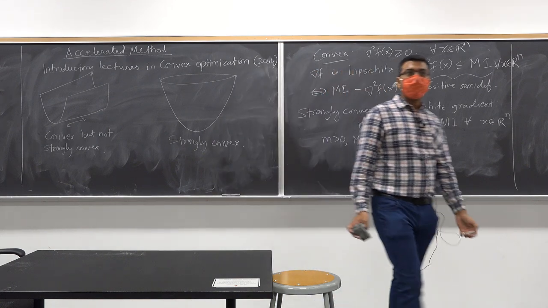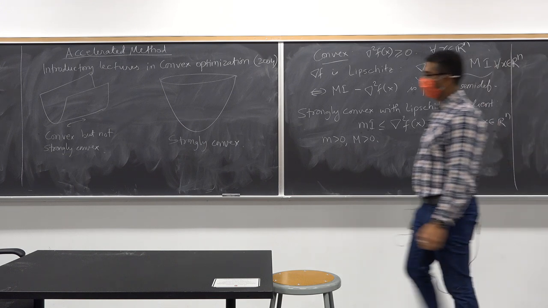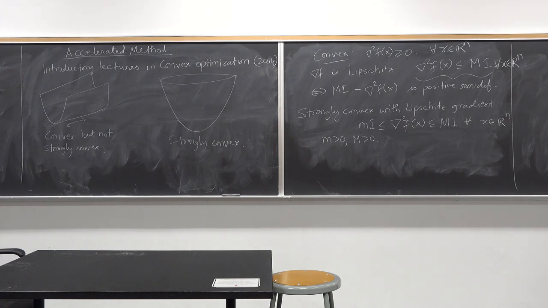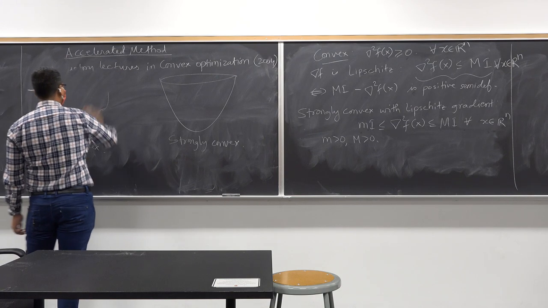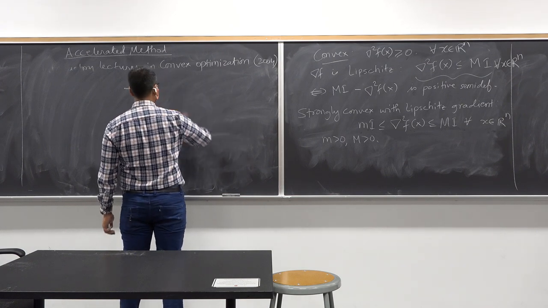Any other question? All right, so let me erase everything. If there are no questions, I'm going to erase both sides of the board, and then we'll start talking about the accelerated methods. Oh no, I have to first talk about the convergence speed of steepest descent for the convex case and strongly convex case.